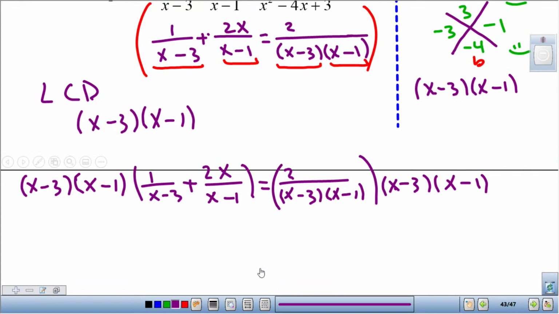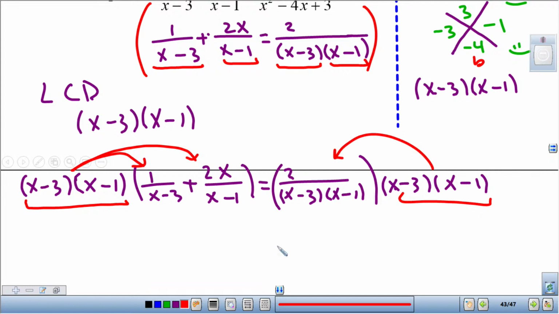Well, you're going to have to distribute our money. You're going to take this blob times the first fraction, this blob times the second fraction, this blob times this side. Oh my gosh. Okay, hang in there.